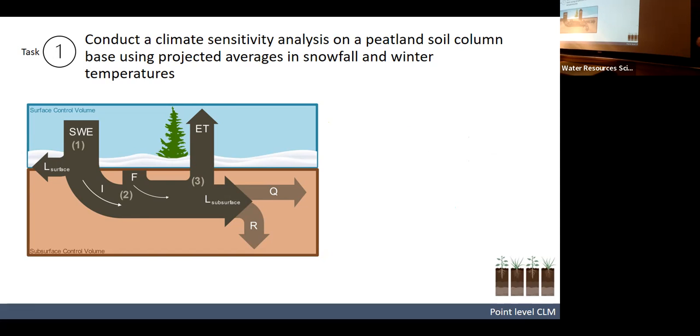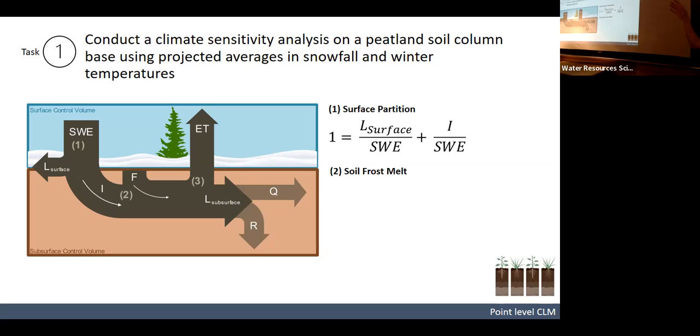So in this scenario, we're making it a little bit more complicated, but we apply that same thinking to our soil column. So here we have first a surface partition, where our water available from the snowpack is being divided into our surface runoff and our infiltration. So we end up with a surface runoff fraction and an infiltration fraction. And then we have, once we kind of get into our subsurface control volume, we have that infiltration that came from the surface partition, and then we have that additional soil moisture from the frost layer melting out.